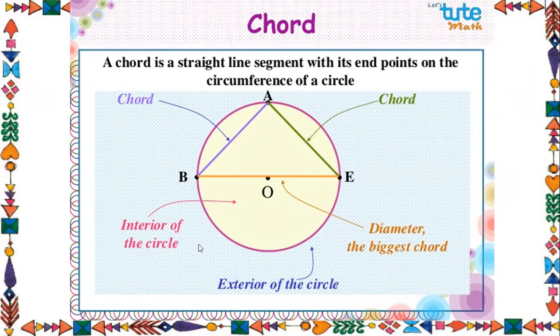These are two new terms again. This is inside the circular region. This is known as the interior of the circle. The outer region is called the exterior of the circle.